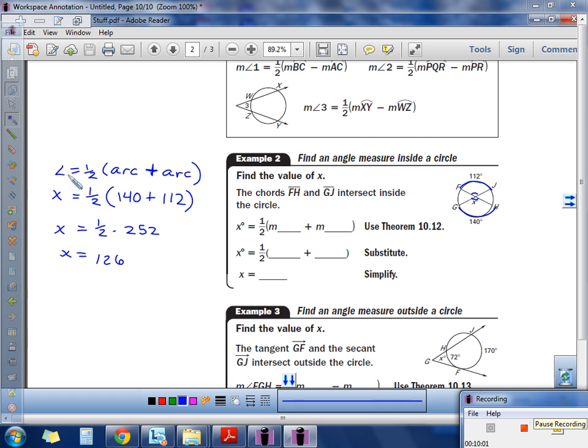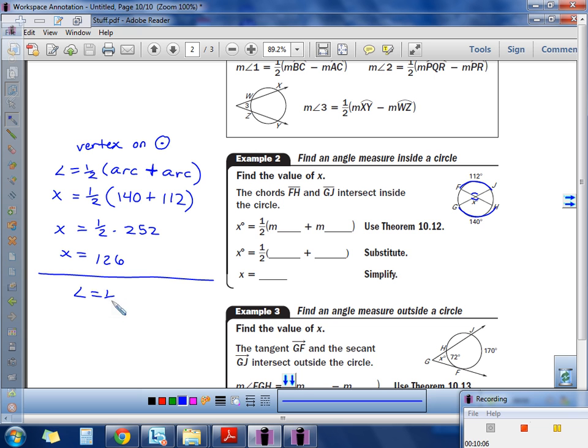So some key comments real quick. In the past, we used the angle as half the arc whenever the vertex was on the circle. Sorry, I meant, this old simple one was when the vertex was on the circle.